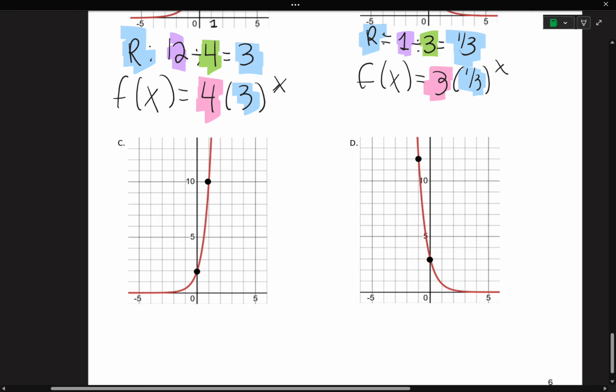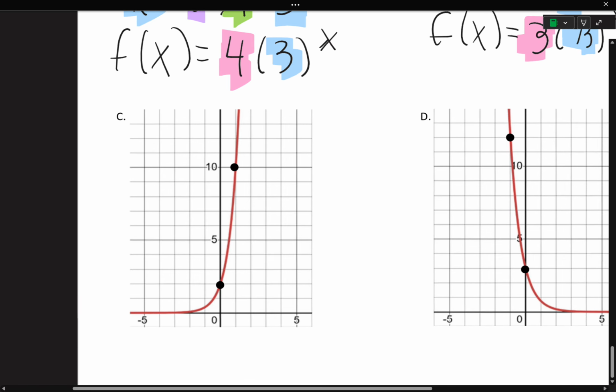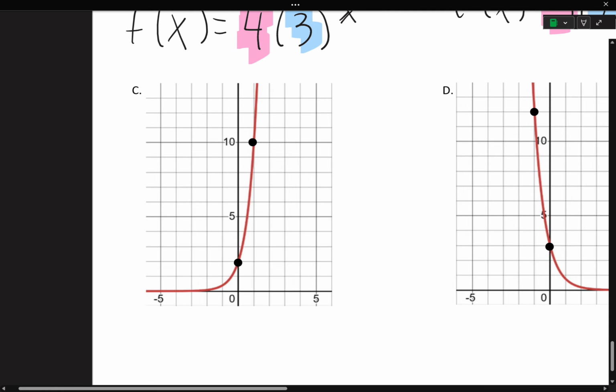All right, let's do it twice more, and I think we're good to go. I didn't really give you many options for C and D, just 2 points each. First, let's identify a starting point, 0, 2. And then our second point is 1, 10. y2, y1.